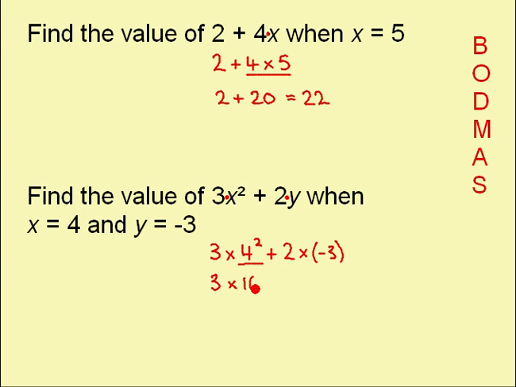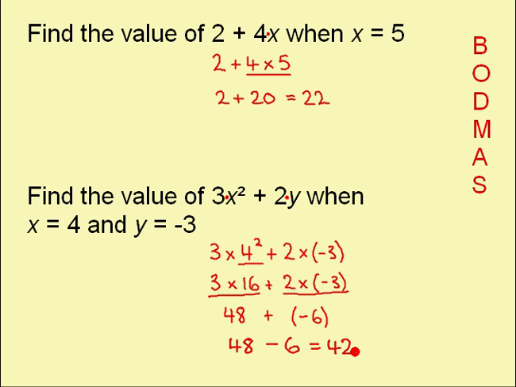So we've got 3 times 16 plus 2 times the minus 3. There's no divisions, but there are 2 multiplications: 3 times 16 and 2 times minus 3. 3 times 16 is 48, and 2 times minus 3 is minus 6. Now we have 48 plus minus 6. Whenever we have a plus and a minus together like this, we can replace them with a minus. So we have 48 minus 6, and this is 42.